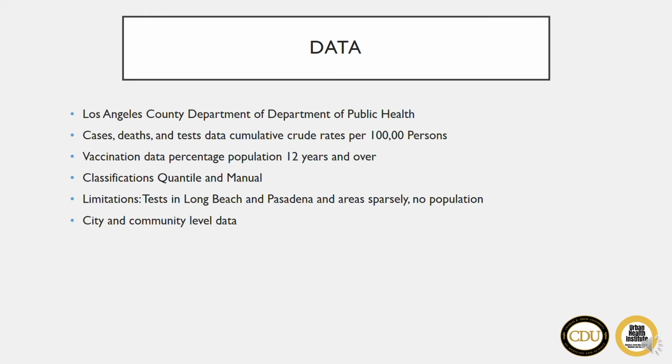Vaccination rates are for the percentage of the population 12 and over that have been fully vaccinated and have a manual classification of 5 classes: 0 to 50%, 50% to 60%, 60% to 70%, 70% to 80%, and 80% and up.